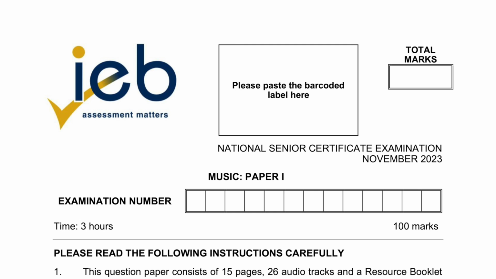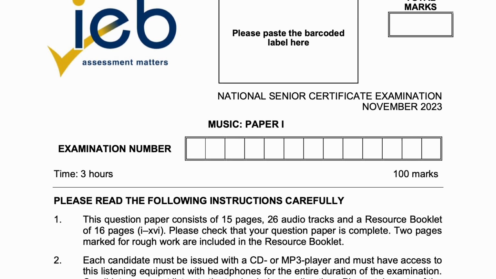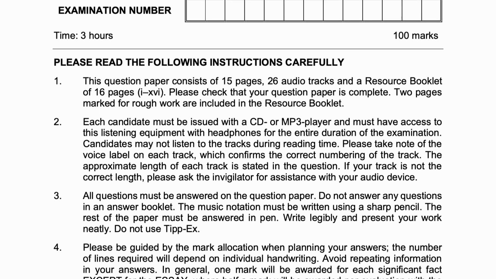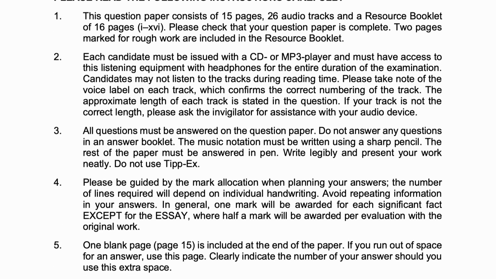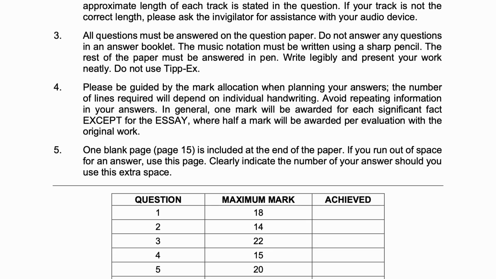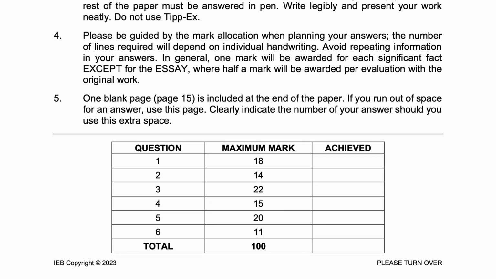The first thing you need to do when you get your music paper is obviously add your examination number, and then please take the time to read these questions. Make sure that you have a complete music paper, that your resource booklet is complete, and that you have all the correct MP3s on your listening device. You don't want to lose out on precious marks because of some sort of error or technical difficulty with your paper. So please do take the time to do that.